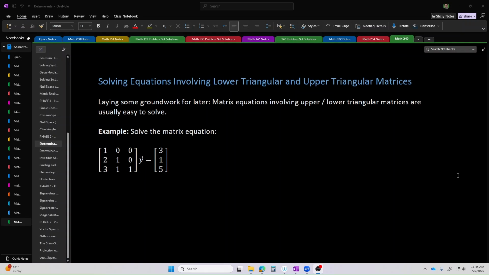Since I have some extra time in today's lecture, I wanted to record a supplementary video to emphasize that if you're lucky enough to be solving a matrix equation involving a lower triangular matrix or an upper triangular matrix, those equations are usually pretty simple to solve.